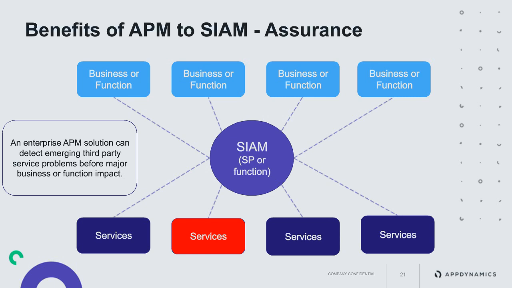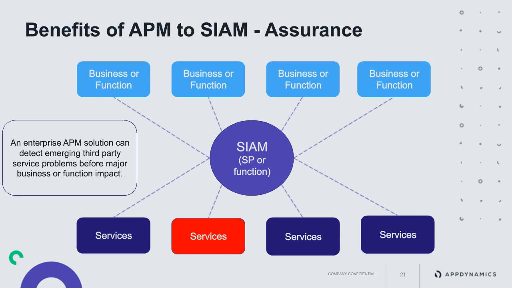So from an assurance perspective, if you've got a great enterprise APM solution, obviously you're going to be monitoring end-to-end. You're going to be focusing on these experience level agreements, and so really understanding how services are performing from an end user experience perspective. Now, if you're monitoring end-to-end in a unified fashion, then a great enterprise APM solution can help you detect emerging third-party service problems before business or function impact.